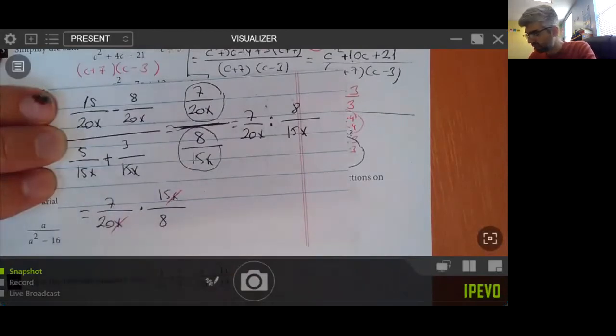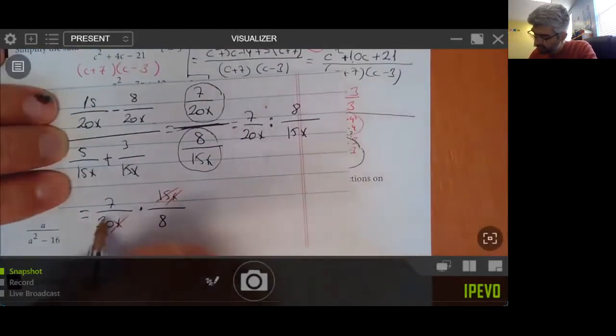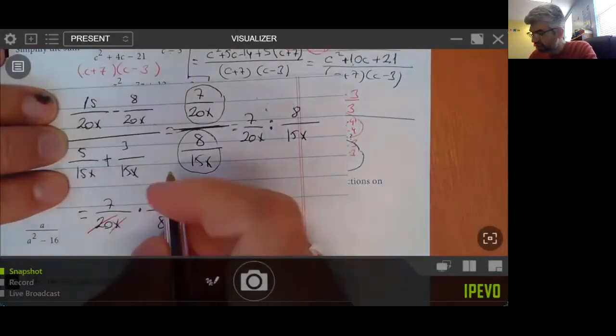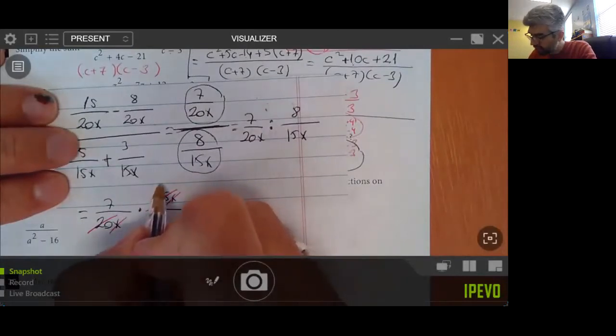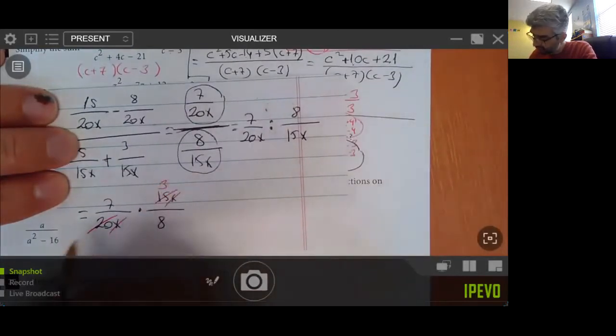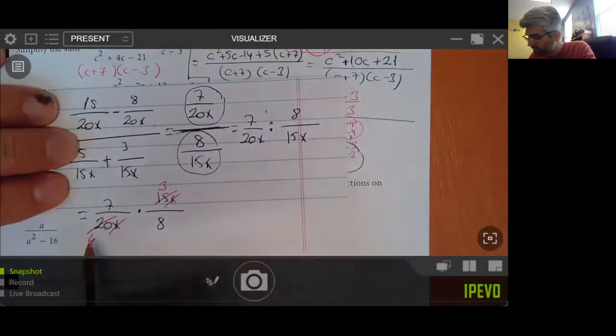7 and 8 I cannot simplify. 15 and 20 I simplify. If I divide by 5, here I have 3. It's 3 times 5. This is 4 times 5. So 5's cancelled. 3 and 4.